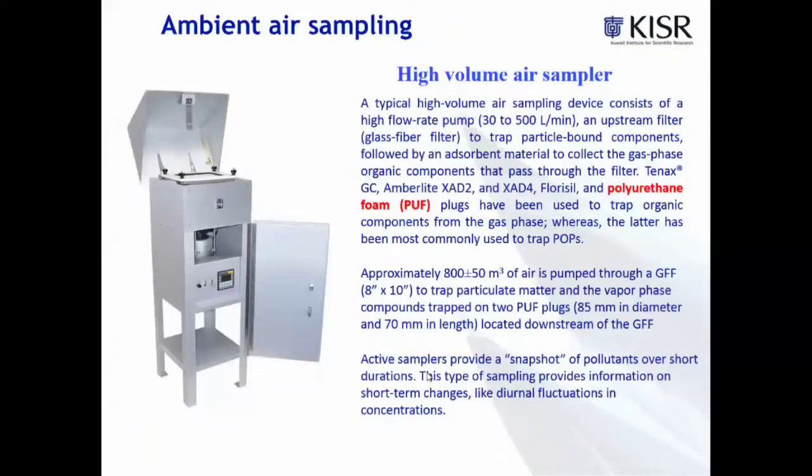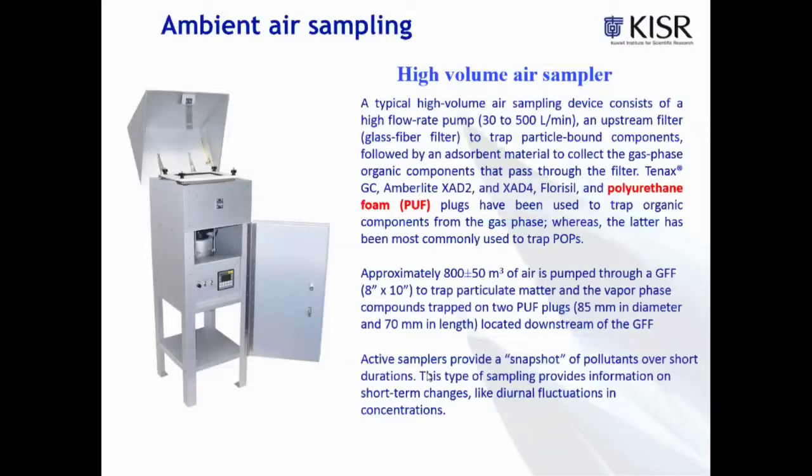I was saying that we used two different samplers in this study, and I was giving a flavor of what a high volume air sampler is. A typical high volume air sampling device consists of a high flow rate pump, 30 to 500 liters per minute, an upstream filter to trap particle-bound components, followed by an absorbing material to collect the gas phase. Basically, we have a polyurethane foam, which we call PUF plugs, that is used to trap the organic components from the gas phase.